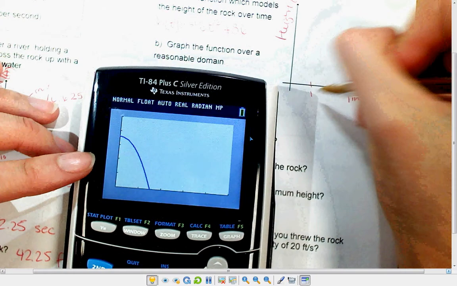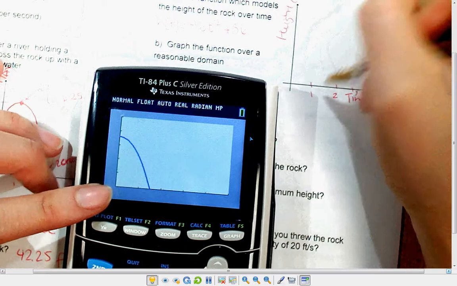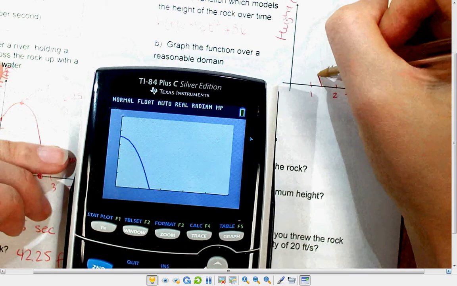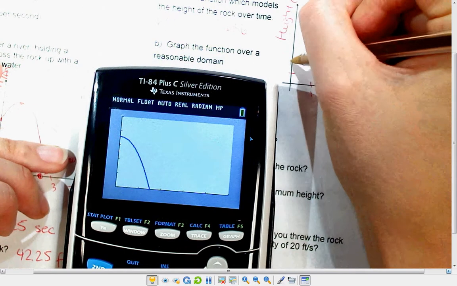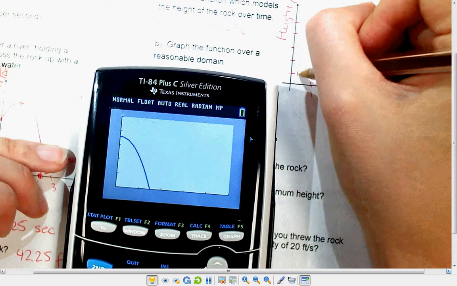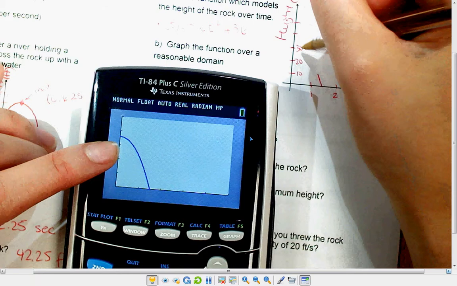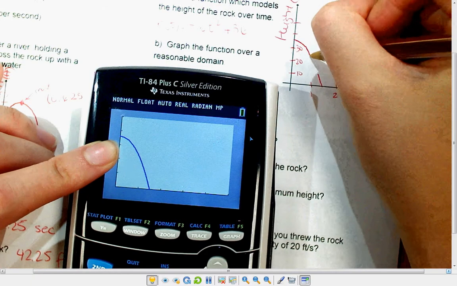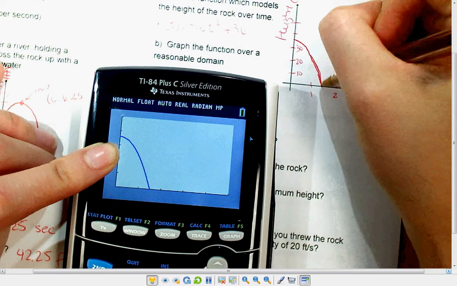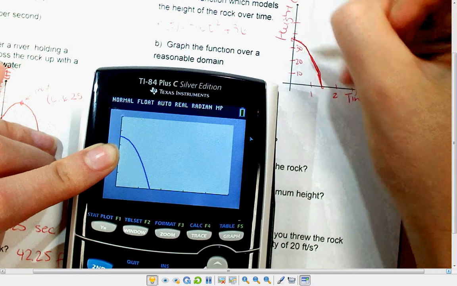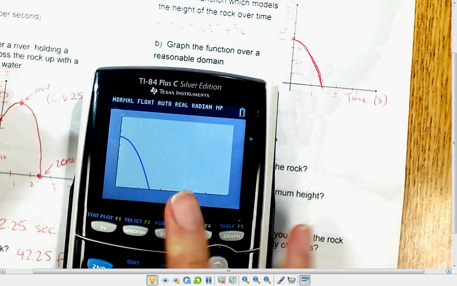So we have 1, 2, 3. It hits somewhere between the 1 and the 2. 10, 20, 30, 40, 50. This is somewhere between the 30 and the 40. And so this is my graph.